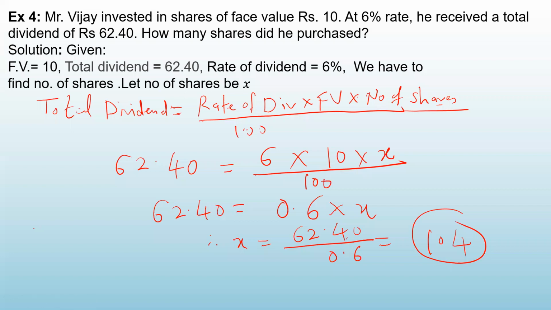So the answer is that the number of shares he purchased is 104. Therefore, number of shares is equal to 104. And this completes the problem. Let us go to the next problem. I hope you have understood this.